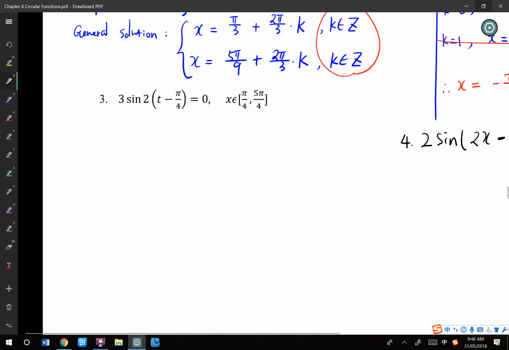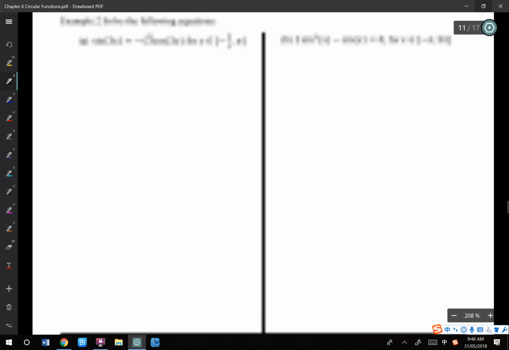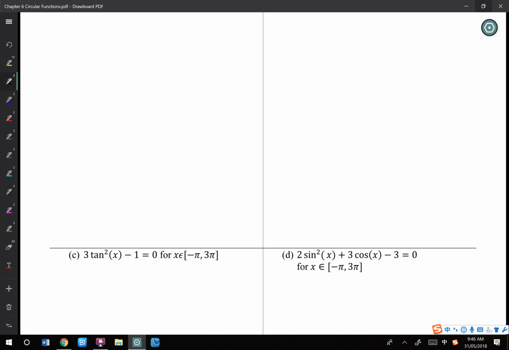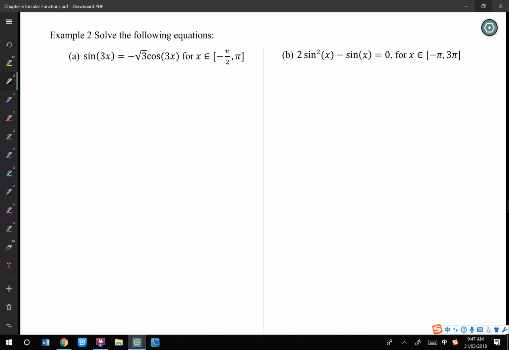Okay. So let's have a look at the next page. Next page is about solving the following equations, but these are not like a pure sine x or pure cos x or tangent x. It's not something that only contains sine, cosine, or tangent. For the first one, it contains sine and cosine together. For the second one, I have sine square and sine. For the third one, I have tangent square. And for the fourth one, I have sine square and cos together. There are 4 types of questions here. Well, B and C kind of belong to the same type, but A and D is another type.